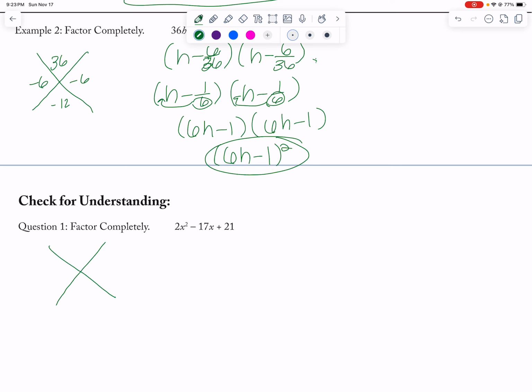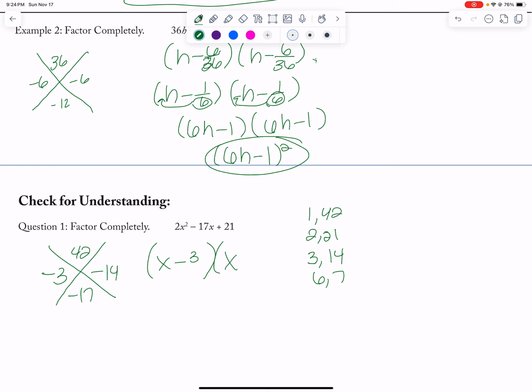So now we have 2 times 21, which is 42, and then I have a negative 17. So that's what's going to be an issue. So now my factors: 1 and 42, 2 and 21, 3 and 14, 6 and 7. And then I'm looking, can I get 17? That would be a negative 3 and a negative 14. So I have an x minus 3 and an x minus 14.